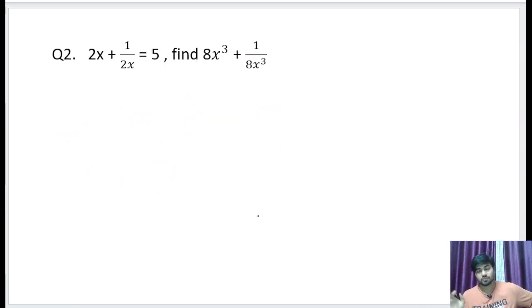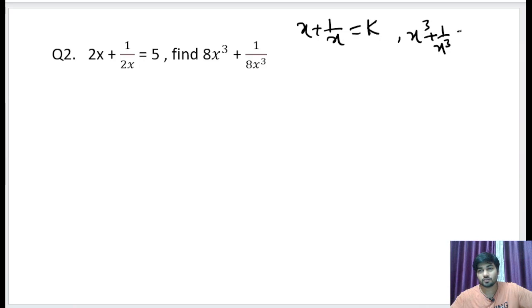Let's go to question number 2. It is based on the concept, if you can remember, x plus 1 by x, and we need to find x cube plus 1 by x cube. If x plus 1 by x is equal to k, then x cube plus 1 by x cube is equal to k cube minus 3k, which I already explained yesterday. So I don't think I need to explain it again.